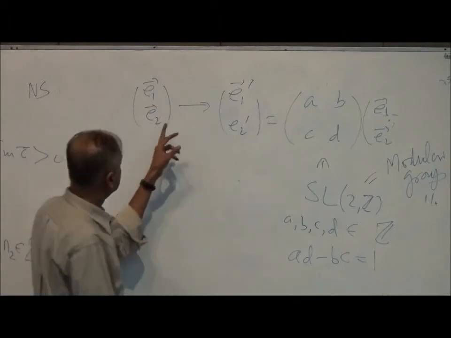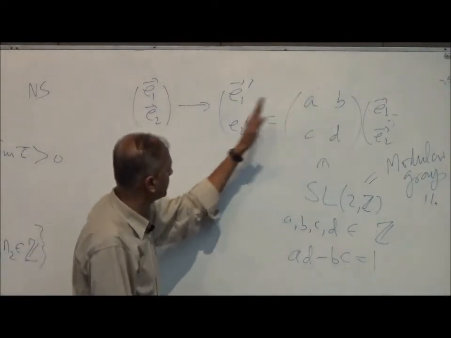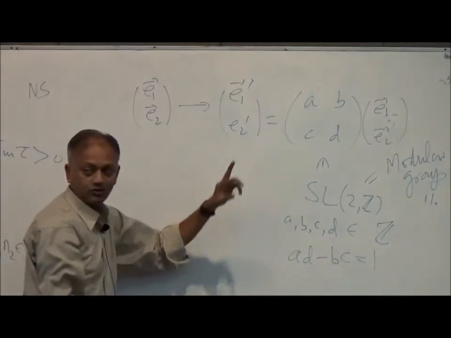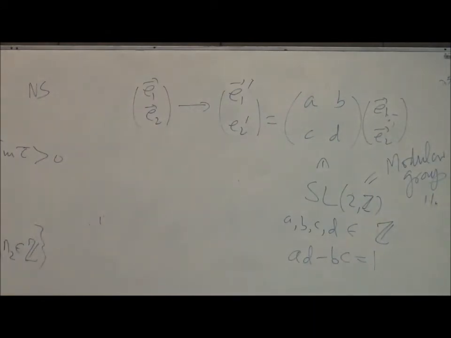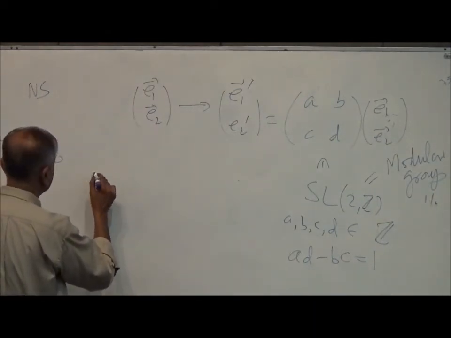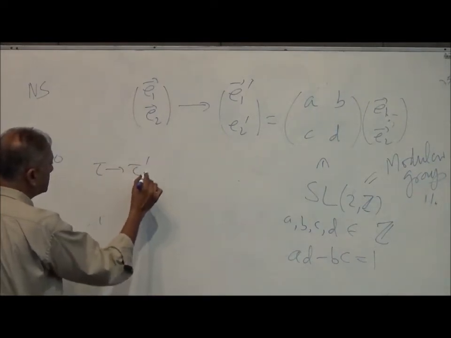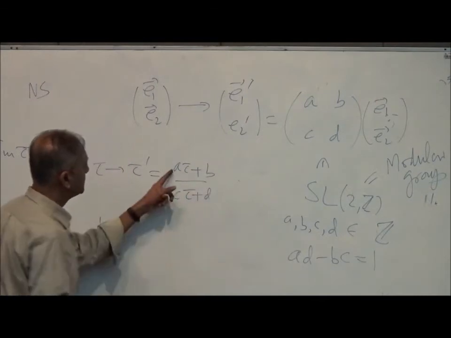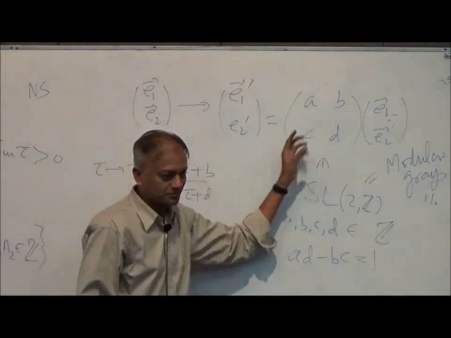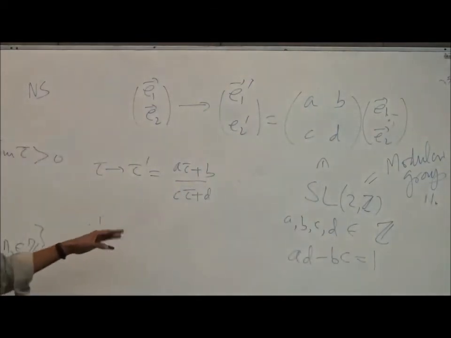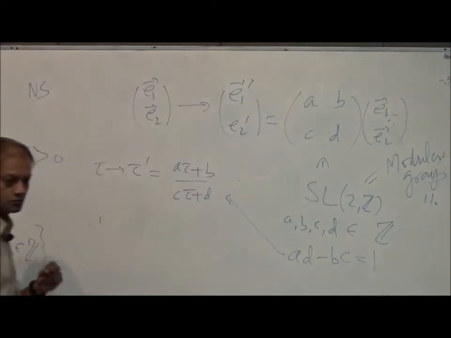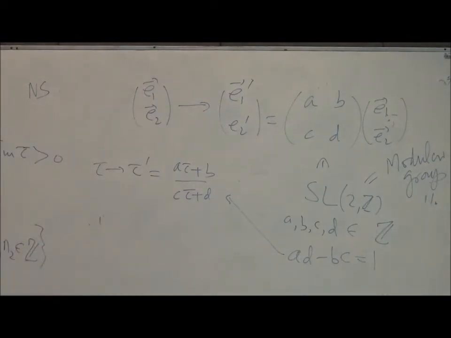So now you can ask, after I do the SL2Z transformation, I get a new basis. I can do the same again: E1 prime I can take to the x-axis, the real part, and E2 prime I can take to the positive imaginary part. And you can convince yourself that under this transformation, tau goes to tau prime, where tau prime is A tau plus B divided by C tau plus D. Maybe this A, B, C, D are not the same as those A, B, C, Ds, but they are some permutations of these. Here again, AD minus BC equals 1. So this is how tau transforms.